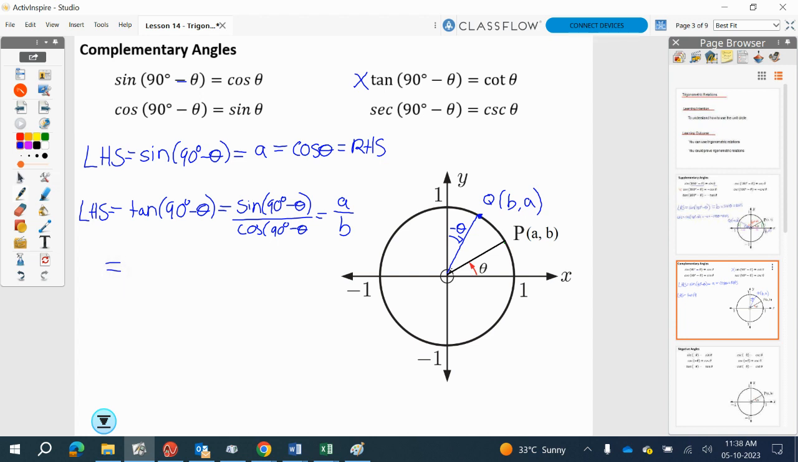At point P, what does A represent? No. A is the cosine. So at point P, A is the cosine of theta. At point P, what does B represent? This represents the sine of theta. And this is the definition of cotangent of theta, which is the right-hand side.